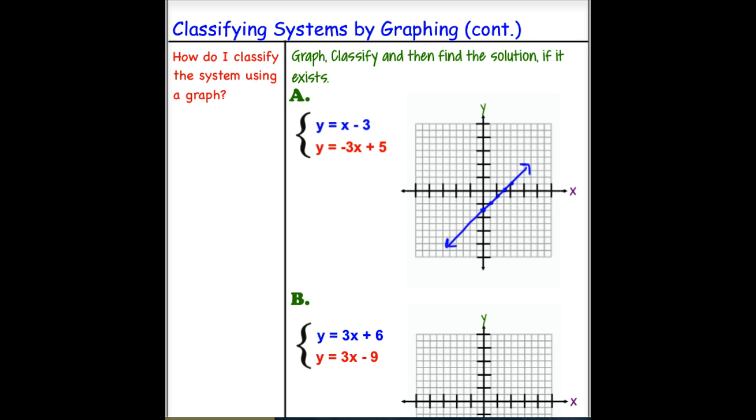Then we'll go ahead and graph the other line. Y equals negative 3x plus 5 has a y-intercept of positive 5 and a slope of negative 3. So we go down 3, forward 1, down 3, forward 1, down 3, forward 1, and we draw our line. The nice part here is that I can clearly see that these two lines intersect at this point right here, which means that our system is consistent.